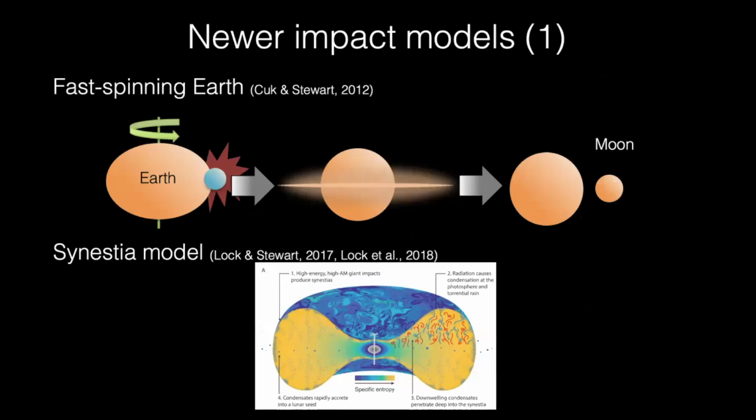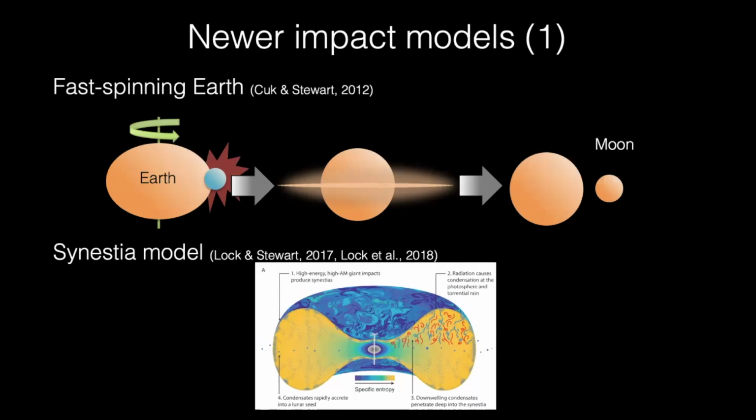To solve this issue, new models have been suggested. One of them is the fast spinning Earth model. In this model, the Earth was spinning very fast and had an oblate shape like the figure, and it was hit by a small impactor. And they stripped off the outer part of the Earth mantle and from the disk, and the Moon accreted from the disk. In this model, the Moon is coming from the Earth mantle, therefore the isotopic similarities can be explained.